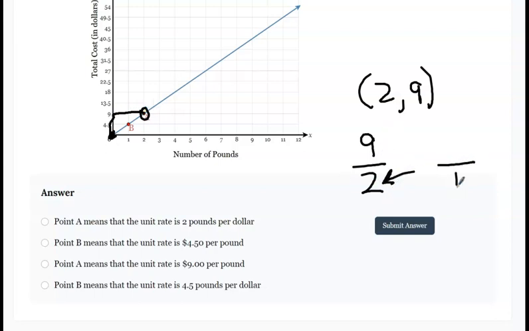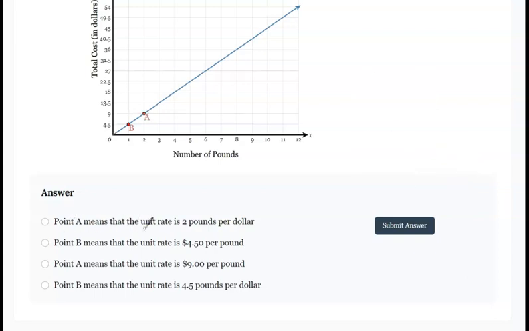A unit rate has to have a 1 in the denominator. So to have a 1 in the denominator, I'd have to simplify this by dividing them each by 2, which would give us a 4.5. So $4.50 for every 1 pound of cheese. Point A means that the unit rate is 2 pounds per dollar. No. We just figured out it was $4.50 per 1 pound of cheese.